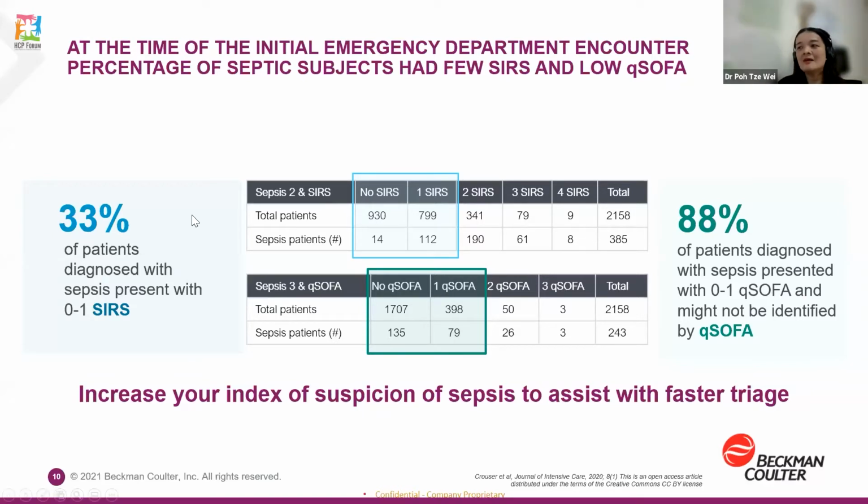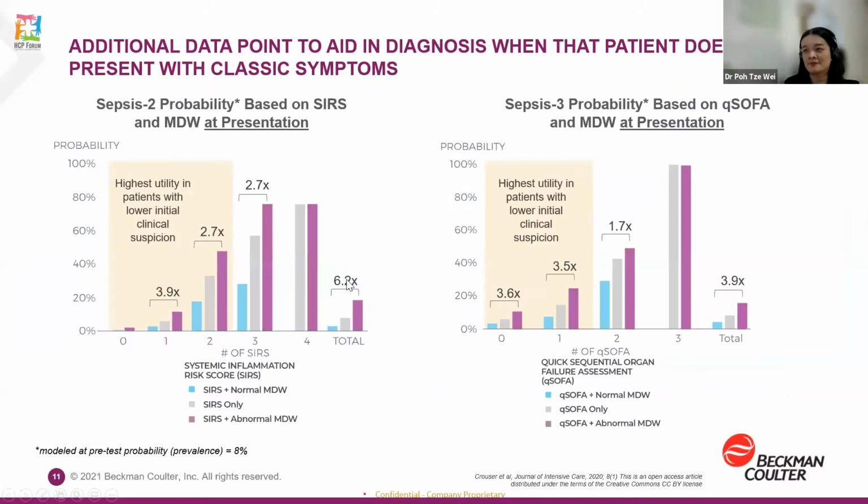So again, MDW can help to increase your index of suspicion of sepsis to assist with faster triage. And I'll show you some data in the next slide with regards to this. So we have seen additional data to point to how MDW can aid in diagnosis when that patient doesn't present with classic symptoms. As I mentioned earlier, MDW is really not a definitive rule in or rule out, but it really helps the physician to increase his index of suspicion of sepsis. And in fact, when I first started presenting this data to many doctors, everybody comes back and tells me, well, it's not a golden bullet. So my response to them is always, it's not meant to be a golden bullet.